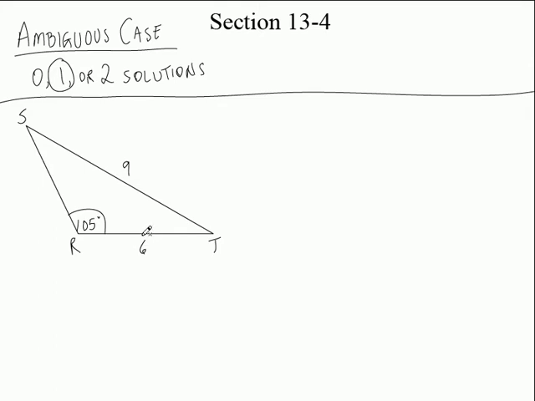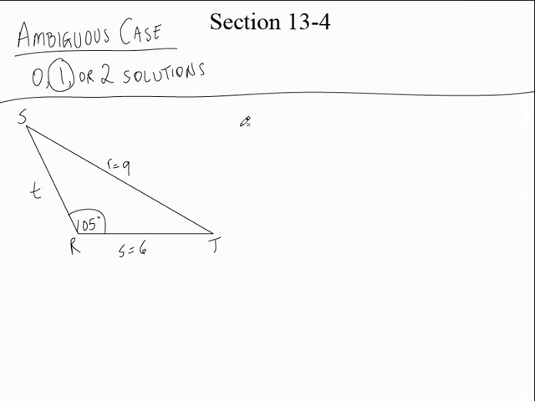So what could I call this side right here, this 6? If this is angle S up here, what would this be? Side S. And this would be what? Side R. What would this unknown side right here be? It would be T. Good. So what are we trying to really find? We're trying to find angle T, angle S, and what else? Side T. Good. All right, so that's the deal.